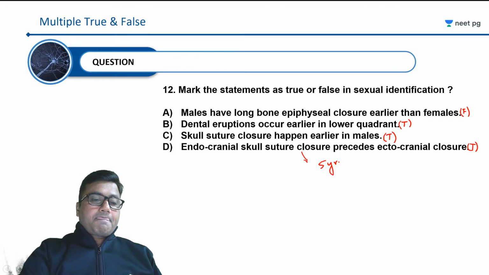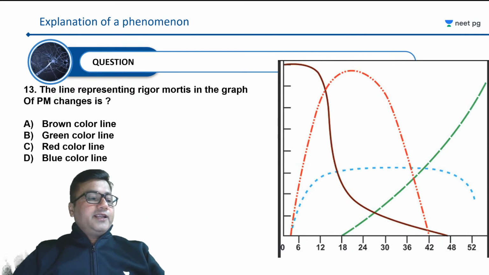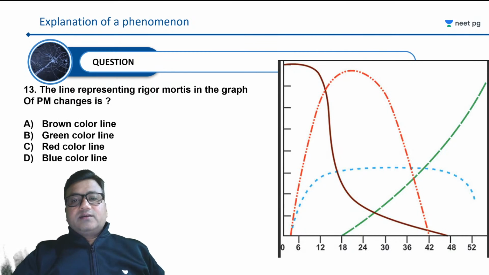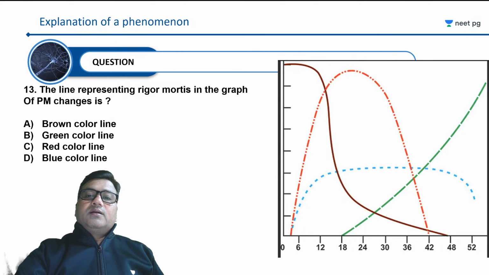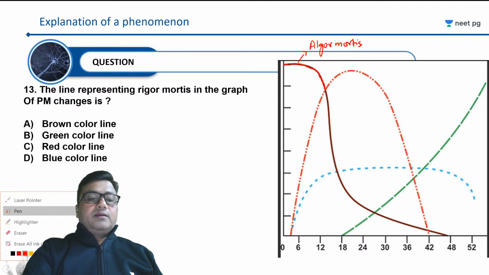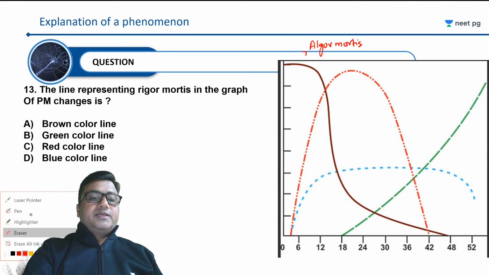Okay, and one last question for the day. The question is, the line representing rigor mortis in the graph of PM changes is, we see 4 lines of different colors in this graph. The first line is line of algor mortis. Look at how the temperature of the body is higher to begin with, and then it goes down with the changing times. So this line is representing algor mortis.